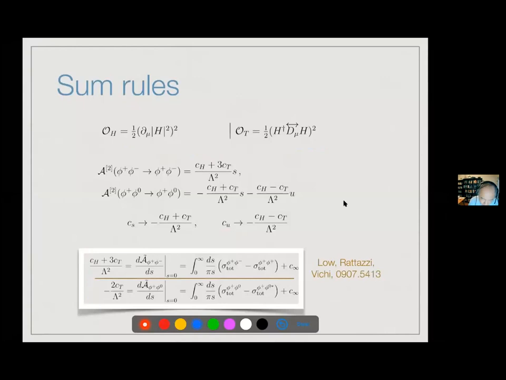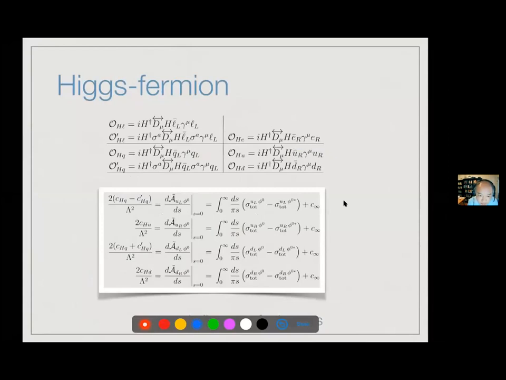So you can do a similar exercise with the Higgs fermion scattering, right? These are the operators contributing to the Higgs fermion scattering, and you can consider, for example, the scattering between UL and the phi zero, right? It receives the contribution coming from a combination of these two operators, right?